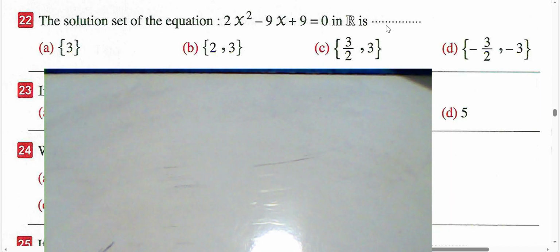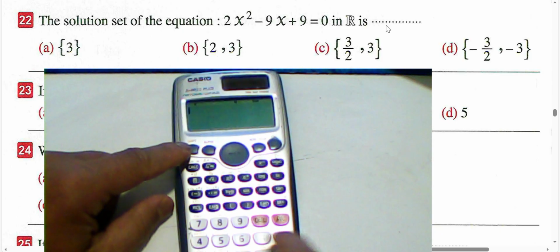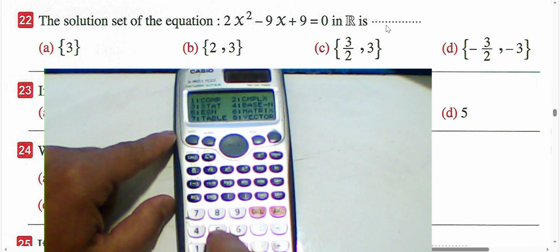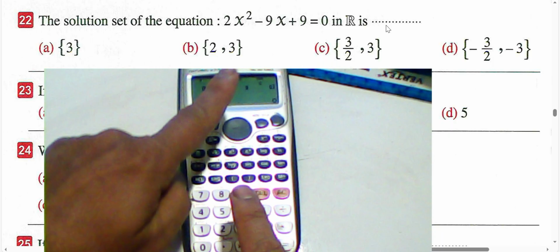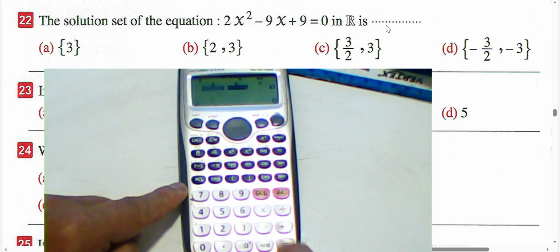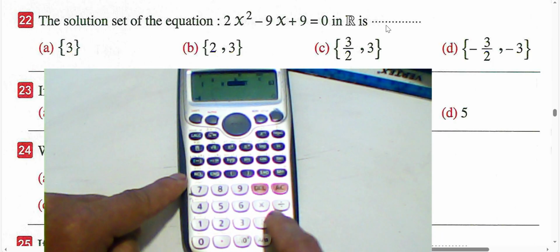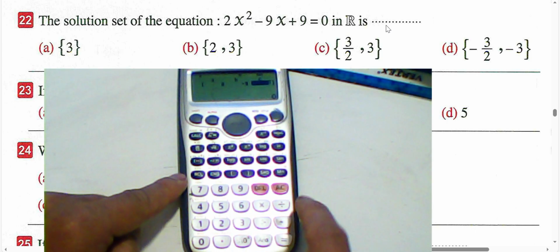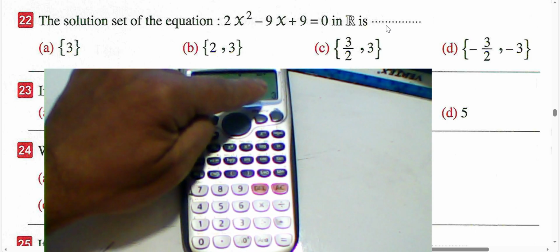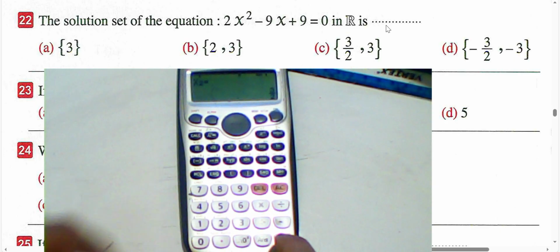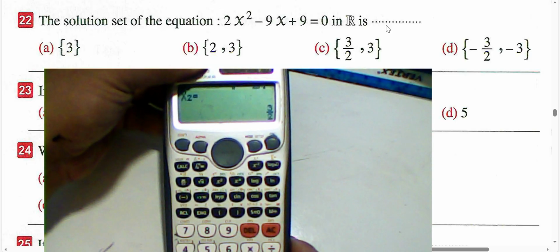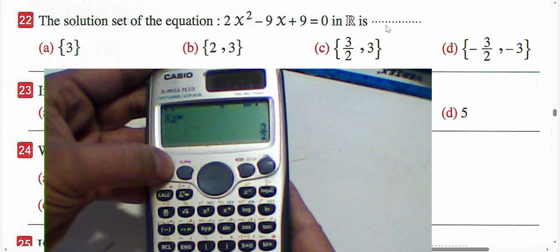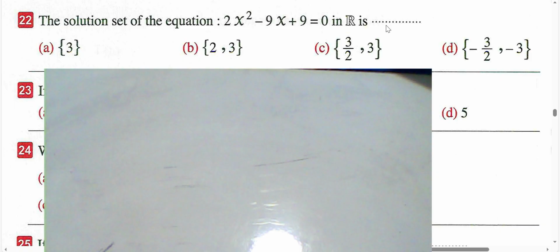You can solve the equation by using a calculator. Open the calculator here, like this, mode 5 and 3. Then write the coefficient first, 2 equal, and then negative 9 equal, and then 9 equal. Then the first solution will be 3, and the second solution will be 3 over 2. Okay, we have two solutions here, 3 over 2 and 3. In one step by using the calculator to find the answer. Next question.